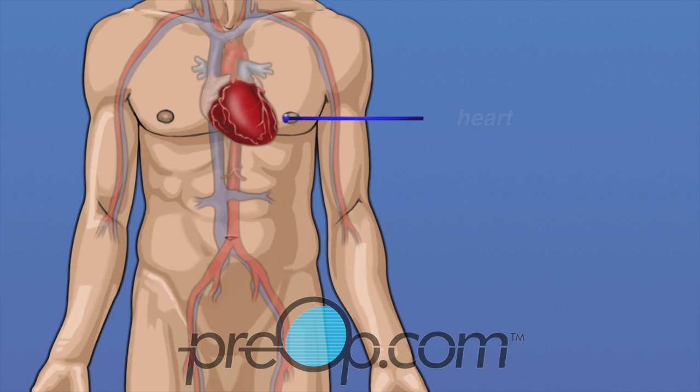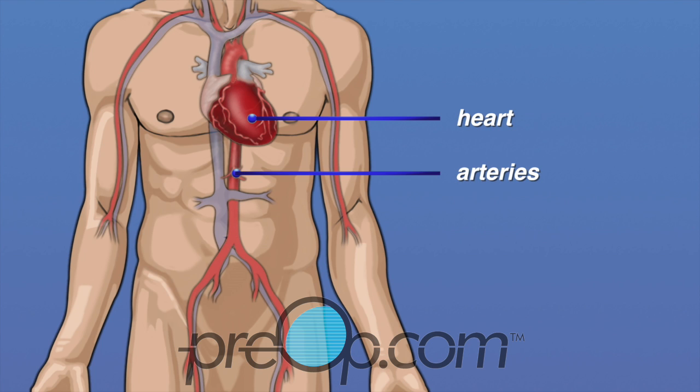Your heart is in the middle of your chest, under your ribs. It is the muscle that pumps blood to the rest of your body. Blood flows through tubes called blood vessels. Arteries are strong blood vessels that carry blood from the heart to all parts of the body. Veins are blood vessels that carry blood back to the heart.